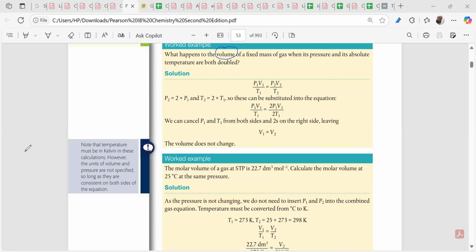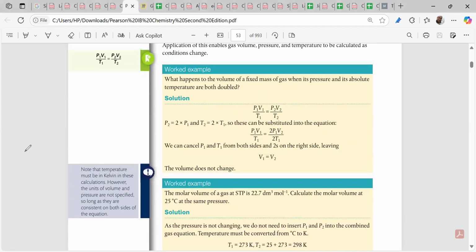Suppose you do this question, and always remember that in P1 V1 by T1 equal to P2 V2 by T2, there won't be any restriction on keeping any fixed units. If you take pressure in Pascal, you have to take P2 in Pascal also. If you take the volume in centimeter cube, you have to take V2 in centimeter cube also. Clear?